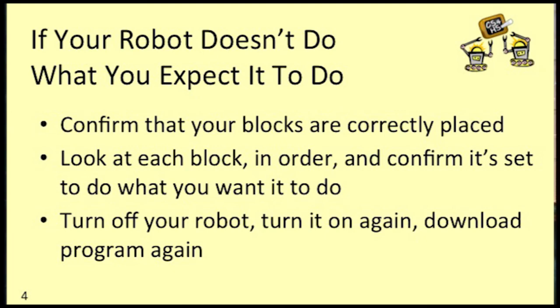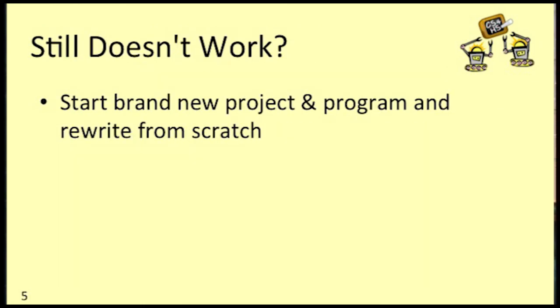If that's all okay, then look closely at your code. Go through each block one at a time and look at the settings for it to make sure it's set to do what you think it should be doing. If your code looks good, then try powering your robot off and then on again and downloading the program again. Make sure you're selecting the correct program on your EV3 and see if it works this time. If your program still doesn't work, but you think everything looks good, you may want to try creating a brand new project and a new program and try rewriting it from scratch. Sometimes it's easier to rewrite from scratch than to find the little nitpicky problem with your code.